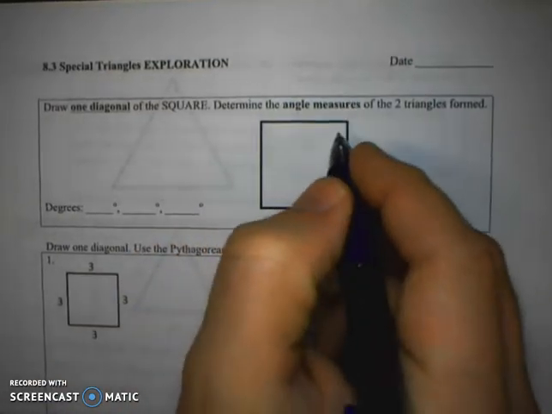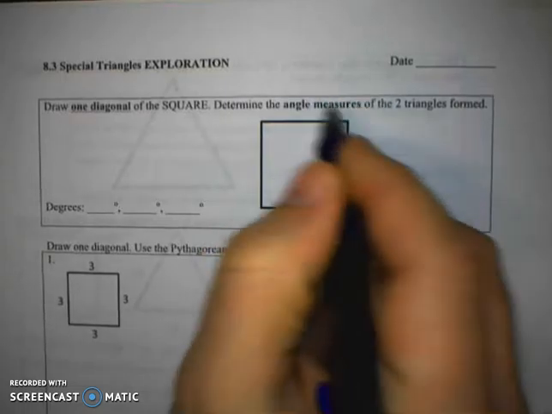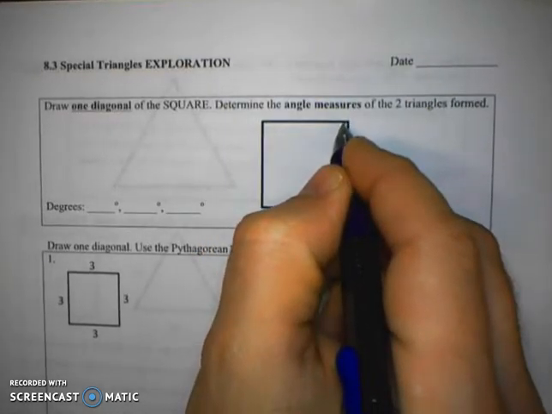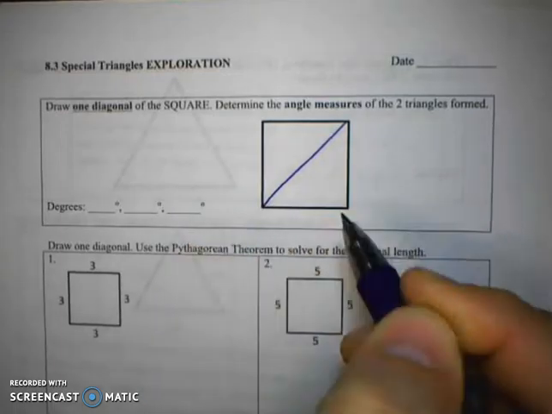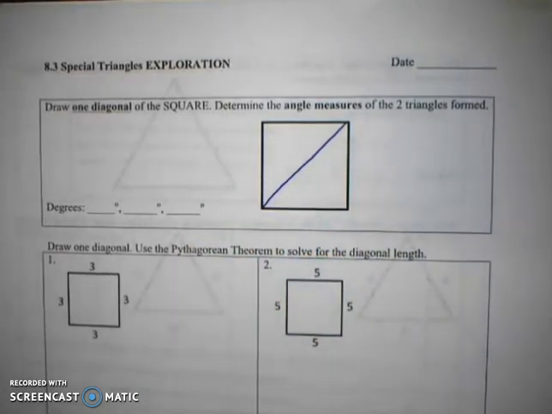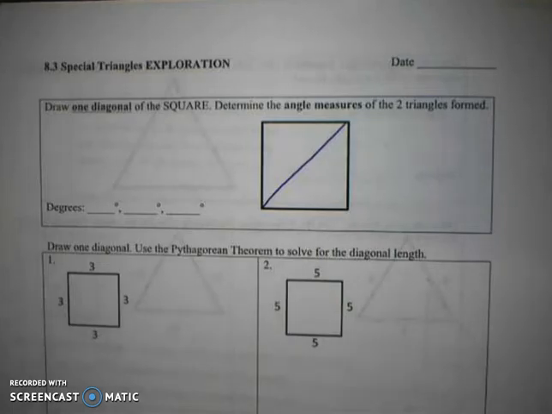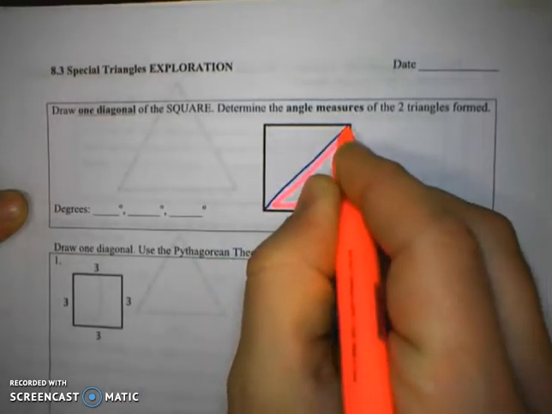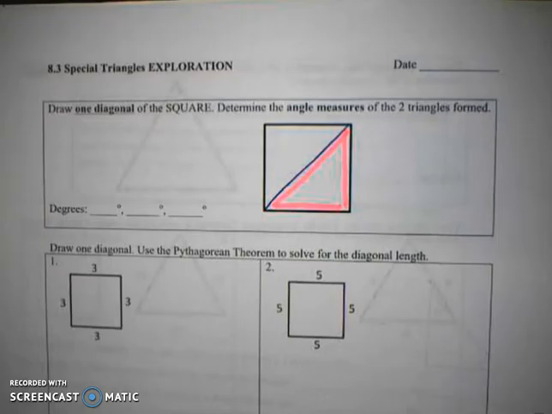First, I want you to take your square. Make sure you're on the side with the square. We're going to draw the diagonal, just one, and that creates these two triangles. And we're going to focus just on one of those triangles right now, because by cutting that square in half, we get one of these triangles.